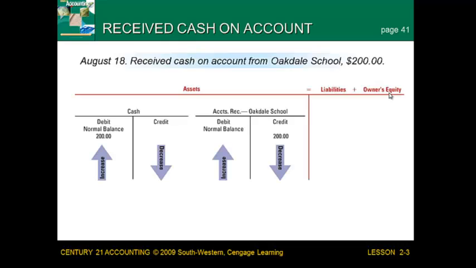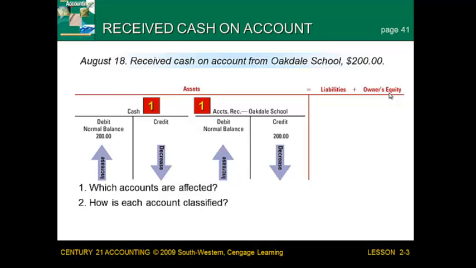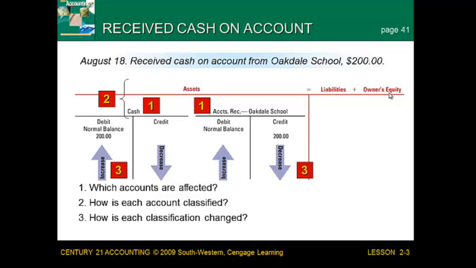August 18th received cash on account from Oakdale School, $200. Cash is affected, as is accounts receivable Oakdale School. Both are assets. Cash is debited $200. Accounts receivable Oakdale School is credited $200.